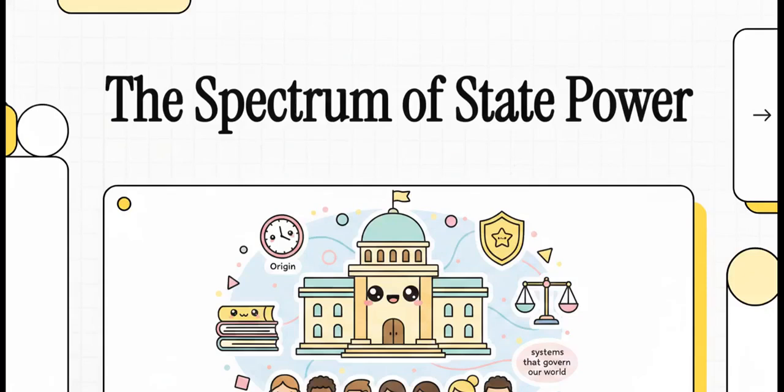Welcome. In today's explainer, we're unpacking a concept that literally shapes our entire reality, the state. What is it? Where did it actually come from? And exactly how much power should it have over our daily lives? We're going to explore how wildly different political ideologies answer these questions. By looking at the origin, purpose, and ideal level of power of the state, we can get a much better grip on the systems that govern our world today. So let's jump right in.